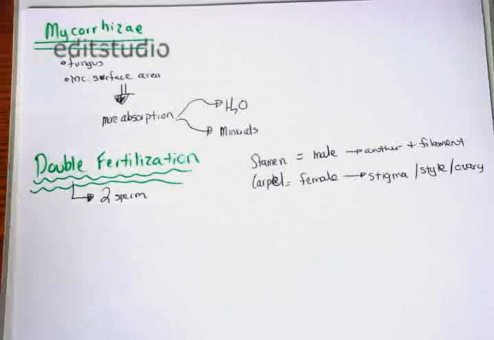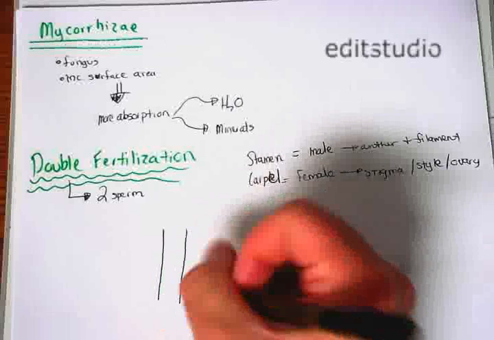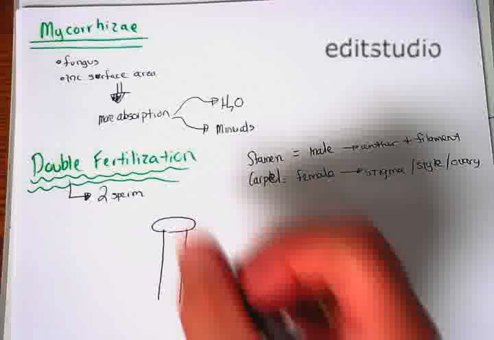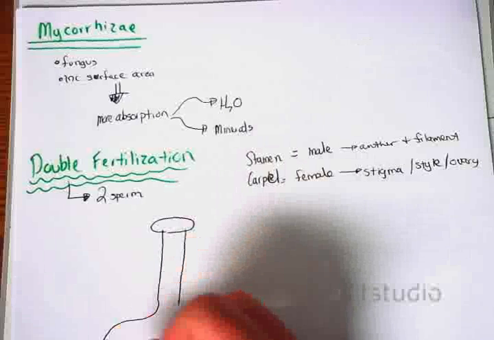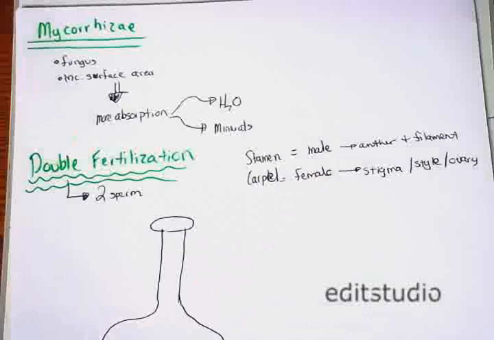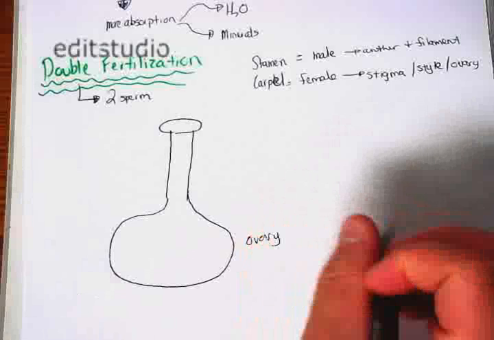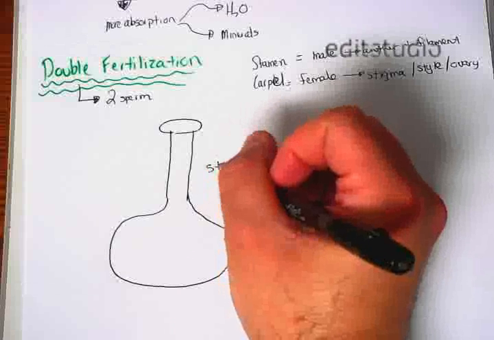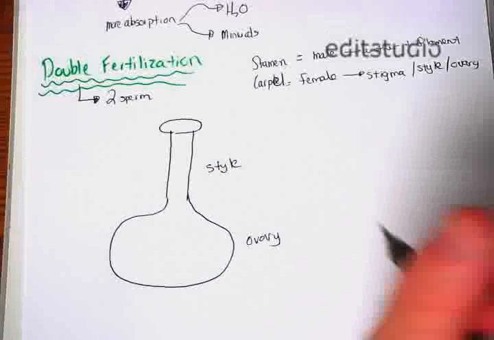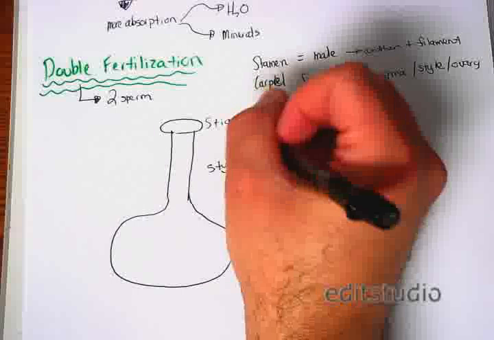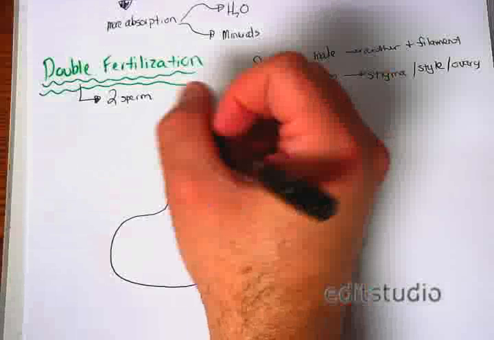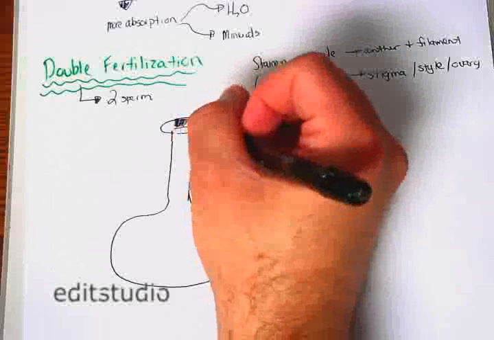So that brings us to the next point, which is maybe a quick picture of what's going on here. So I'm drawing a picture of the ovary. At the bottom here, there's your ovary. So this is the style, right? The stigma's at the top. And then you drop off what at the very, very top? A pollen grain, right?